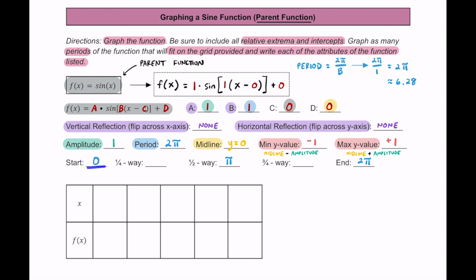If this is 0 pi's and this is 1 whole pi, then halfway between those two should be half of a pi. So I'm going to put pi over 2 here. And then same thing in between this full pi and 2 pi. Well, halfway between 1 whole pi and 2 whole pi's is going to be 1.5. But I'm going to go ahead and use an improper fraction and write 3 pi over 2. That's just 1.5 pi.